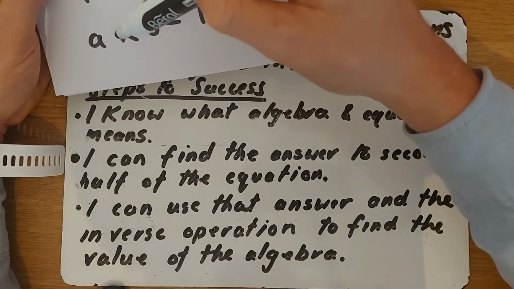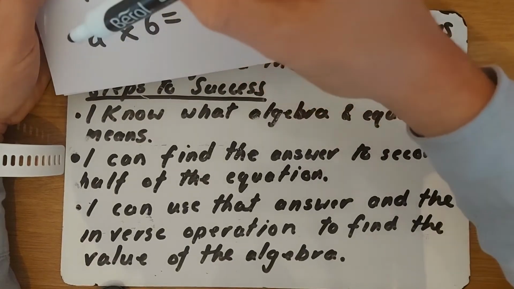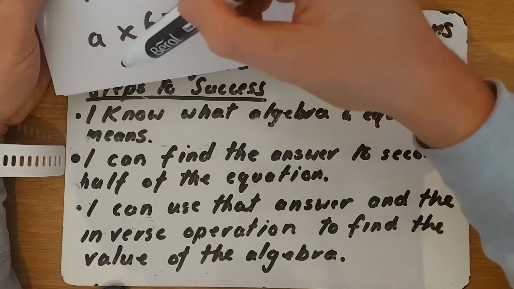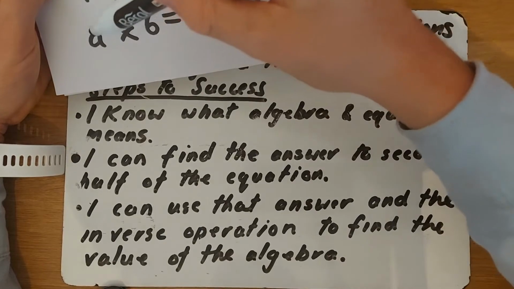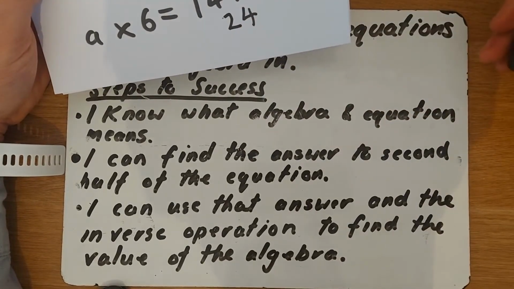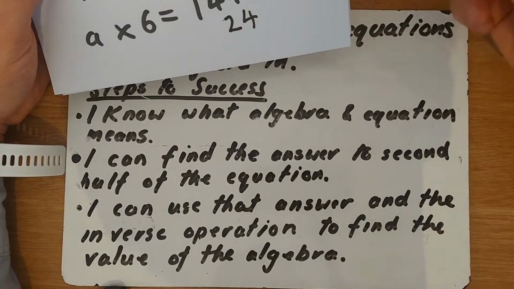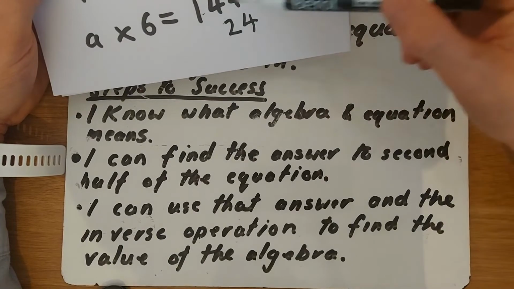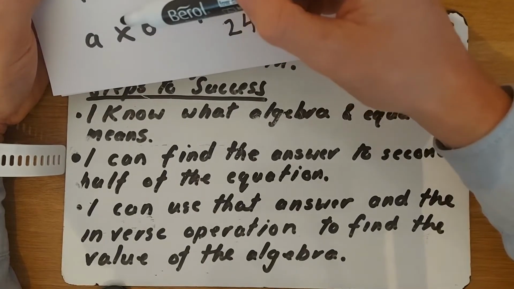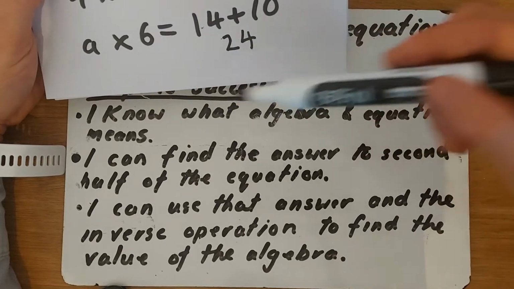So I could do the inverse now. So I'd do 24, and if it's multiplying, it's divided. So it'd be 24 divided by 6 would equal 4. So A here would equal 4, okay? And that's all we're doing. The only extra step from what you were doing in trickier is you have to add this bit together to give you an answer to then help you do the inverse here, okay, and find the value of A.